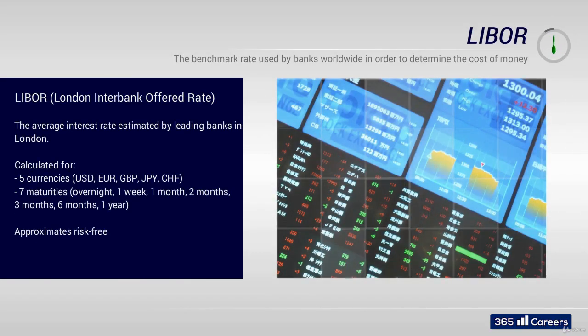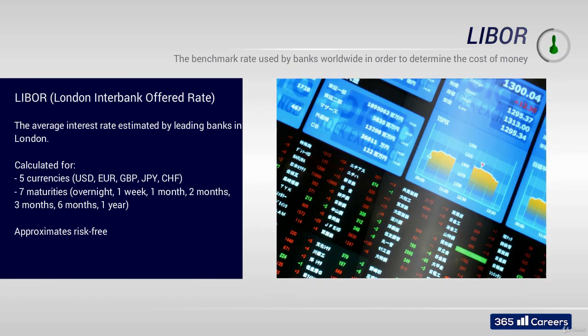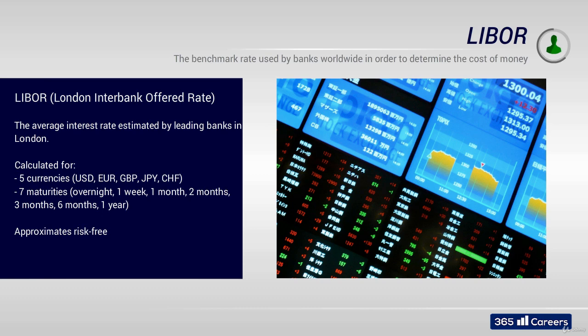Libor stands for London Interbank Offer Rate and is a benchmark rate used by large banks worldwide in order to determine the cost of money when they charge each other for a short period of time. It is based on 5 currencies: US dollar, euro, British pound, Japanese yen, and Swiss franc, and 7 maturities: overnight, 1 week, 1 month, 2 months, 3 months, 6 months, and 12 months.